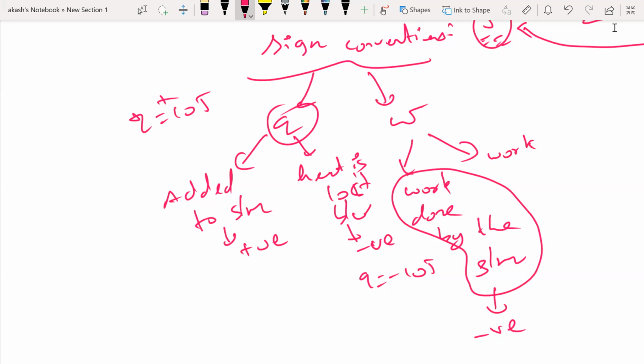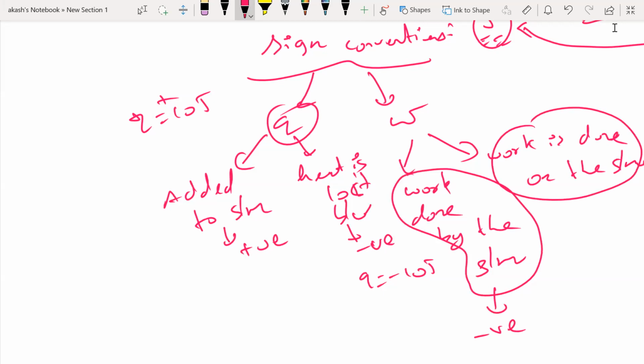And if work is done on the system, when the surrounding is doing work on the system, that is going to be a positive value. When the system does work, it is negative. When the surrounding does work, it is positive. System doing work, negative. Surrounding doing work on the system is going to be positive.